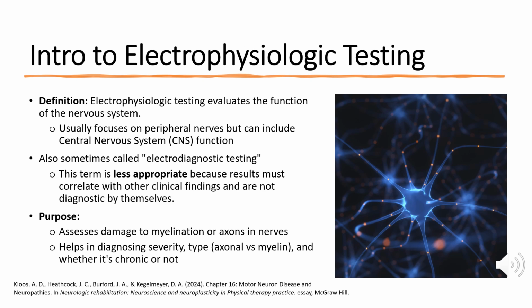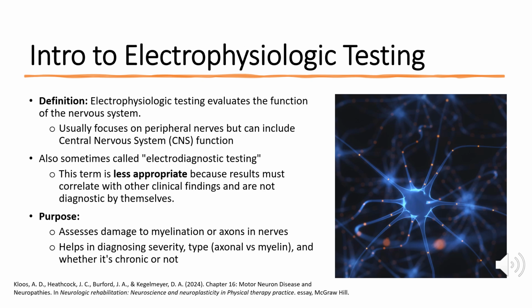Okay, so let's break it down. Think of it as a way to listen in on your nerves to see how they're communicating with your muscles. Imagine you're trying to talk on the phone. There's static, and then the call drops entirely. That's what happens when the nerves are damaged. These tests can assess whether the issue is with the phone line itself, axon damage, or the insulation around it, myelin damage, helping diagnose conditions like carpal tunnel syndrome or diabetic neuropathy.